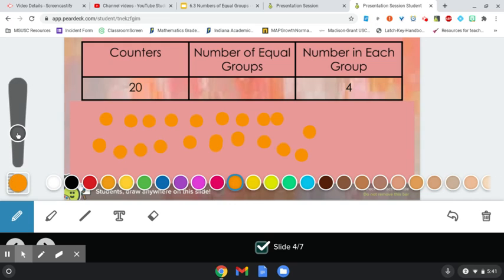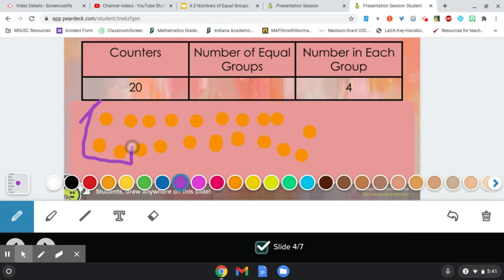So I'm going to go purple here, and I'm going to circle 4 at a time. Something's not working. Okay, now it's working. Sometimes I just have to yell at it. So there is 4, and there is 4, and there is 4. And I'm going to pause here, and I want to know what you think the answer is going to be. How many equal groups of 4 will we have if we keep circling 4?